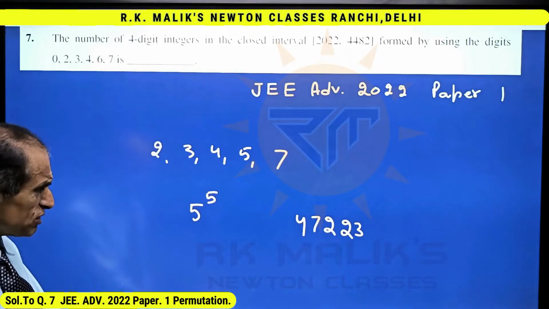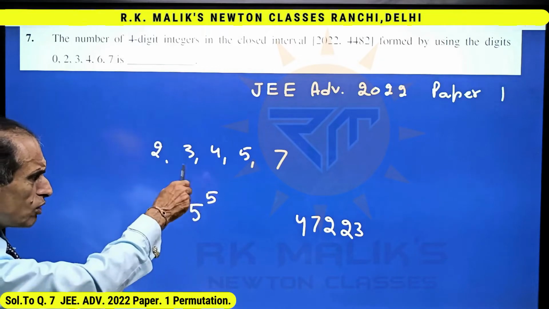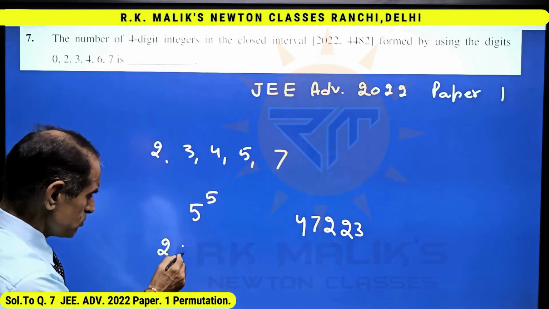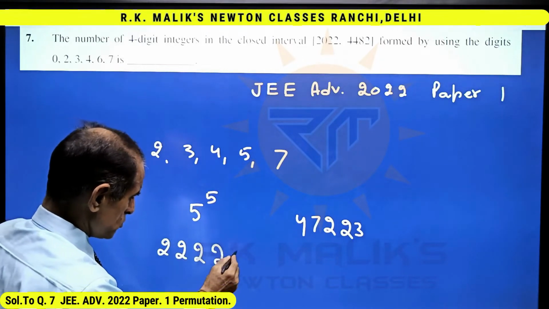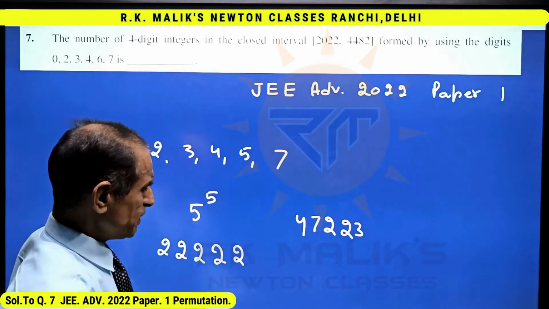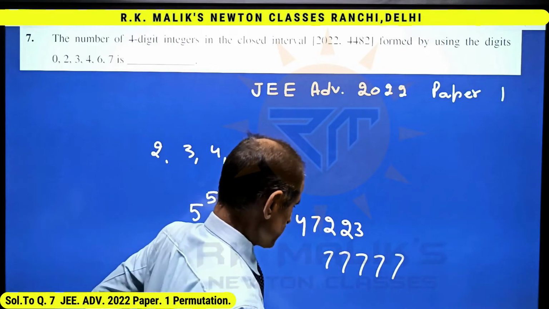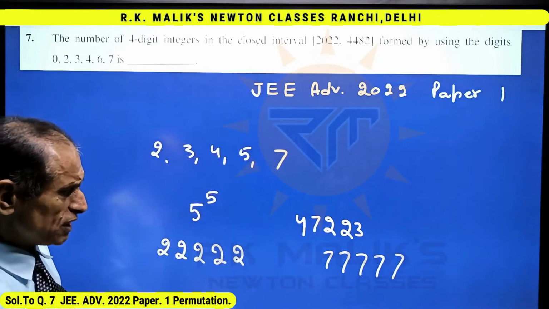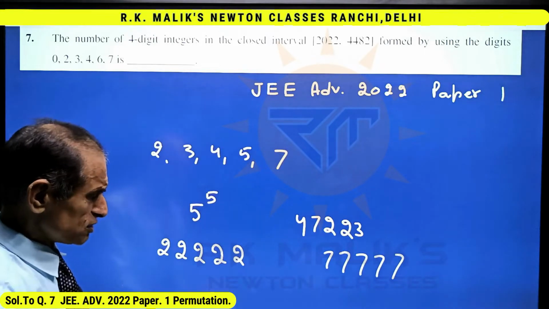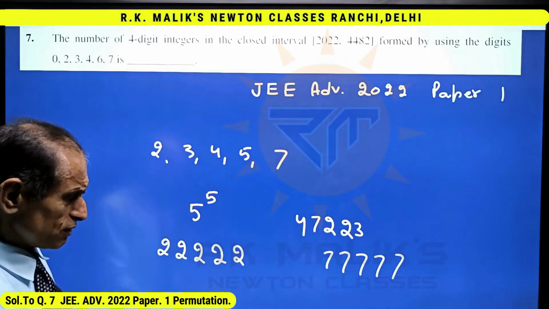Obviously the smallest out of these numbers will be 22222, and the biggest out of these will be 77777, because I am dealing with only those cases when the number is a 5-digit number.